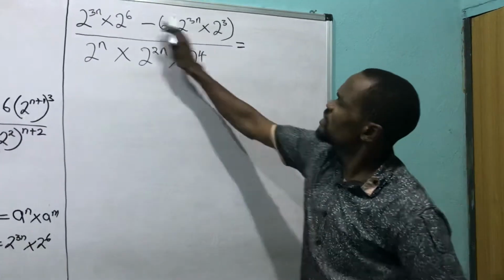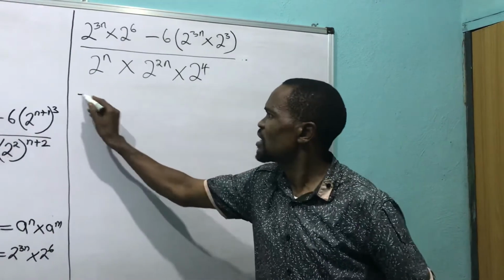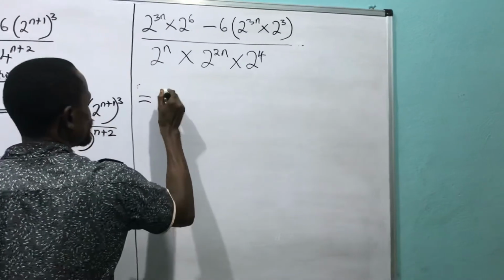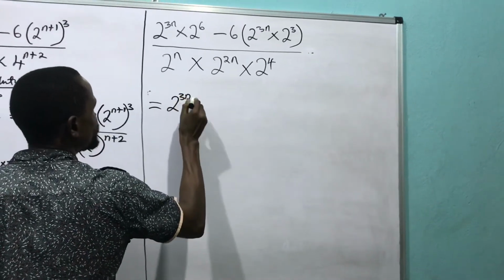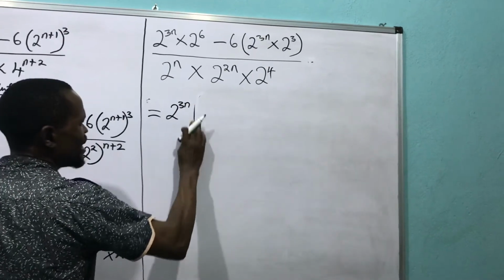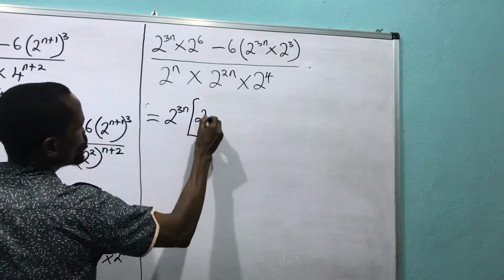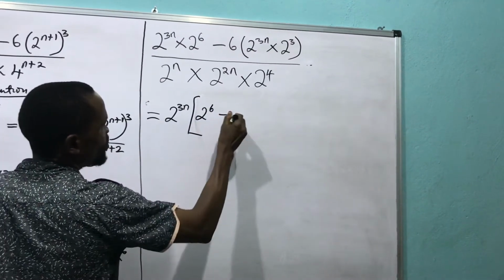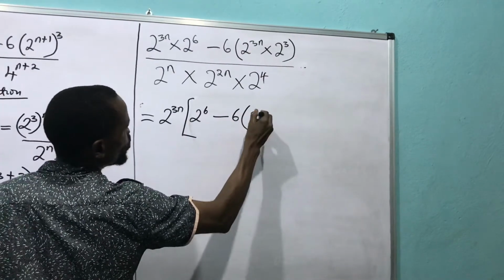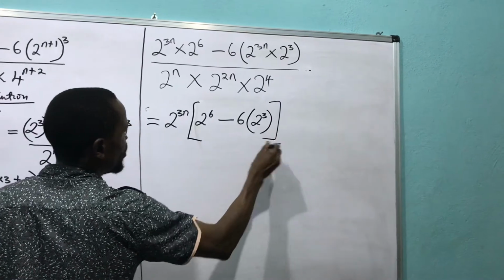Good. So since this is common to this family, I can bring it out. Let me put it here. I can bring it out by saying 2 raised to power 3n, which you are common. I open the brackets. As I open the brackets, what will remain when this has left here? It will be 2 raised to power 6. Then minus 6. What will remain here when this has left here? It will be 2 raised to power 3. And I'll close the bracket all over.